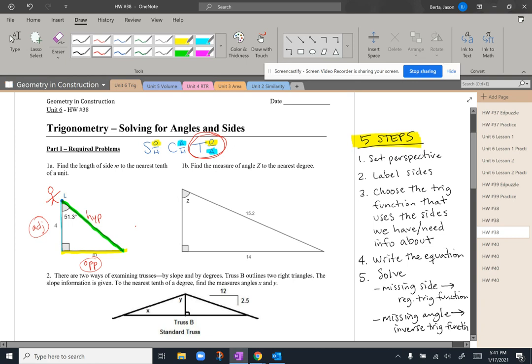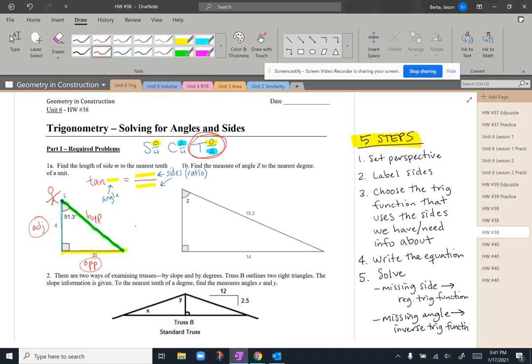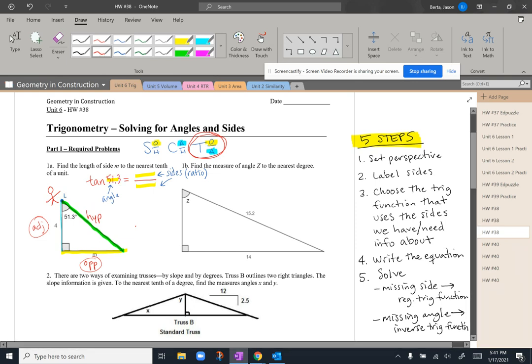Step 4 is write the equation. When you write a trig function, it's always going to be tangent of something equals something over something. The first is going to be an angle, and these are going to be sides. Really, it's a ratio of sides. Of course, in other situations, this might be cosine or sine, but in this problem we're using tangent. The angle that we know is 51.3. Tangent is opposite over adjacent, so the opposite that we know is m, and the adjacent that we know is 4. That is how you write the equation, and then we need to solve.